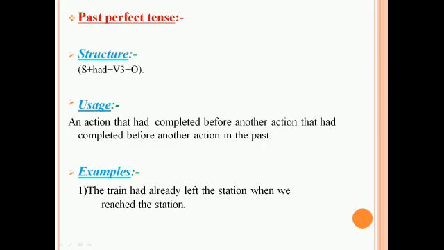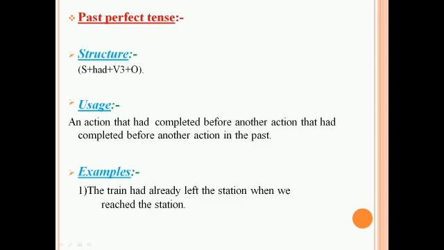Now let us learn past perfect tense. Structure of past perfect tense is subject plus had plus V3 plus object. In all the perfect tenses we have to use only V3 form, that is past participle form of verb. Here in past perfect we have to use subject plus had. Had is the past form of have or has. So past perfect tense structure is subject plus had plus V3 plus object.